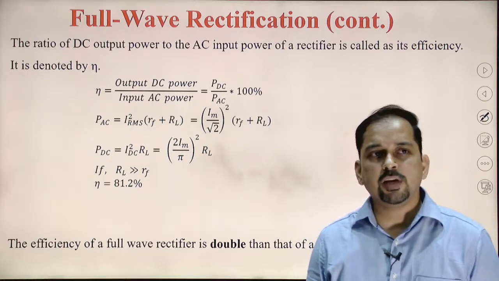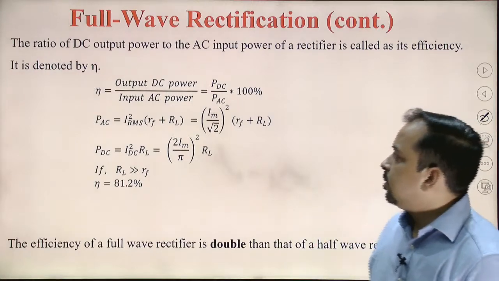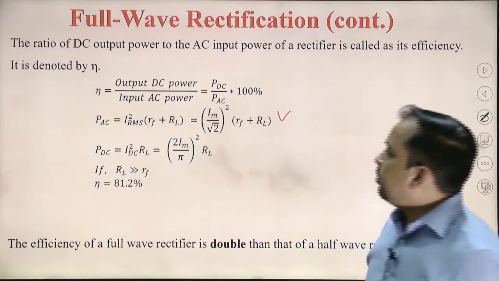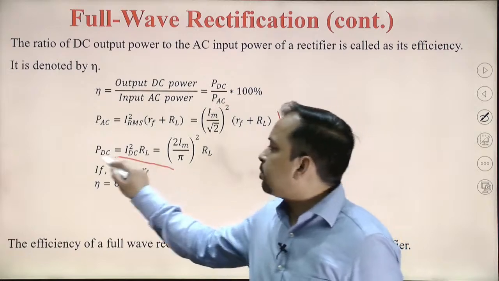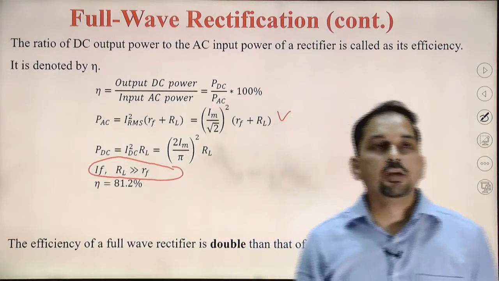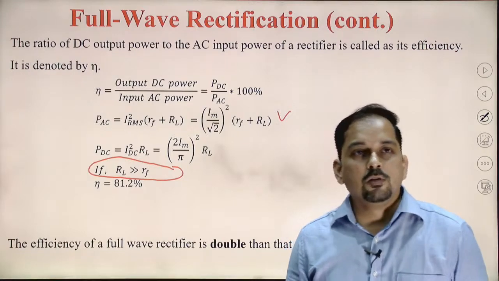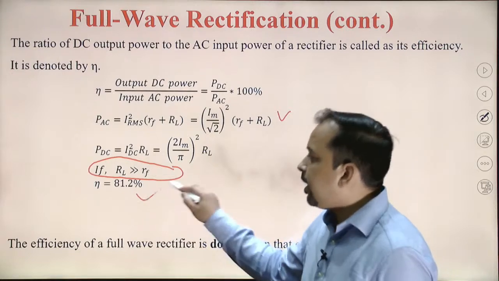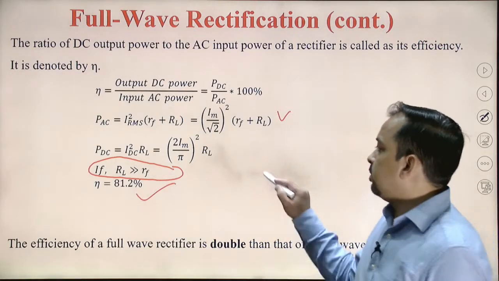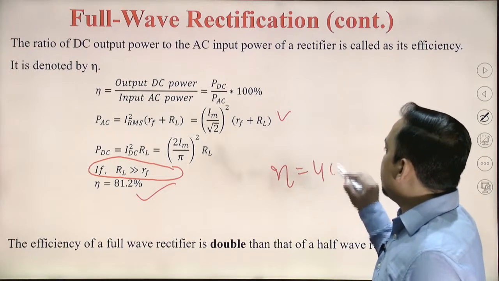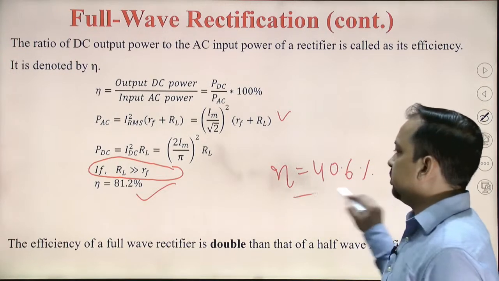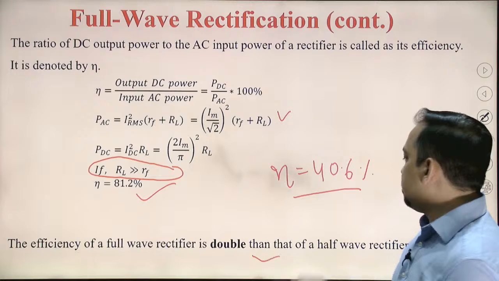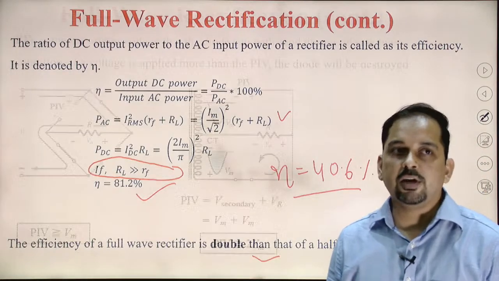Now the important parameter here is efficiency, because we have seen that for a half wave rectifier the efficiency was very poor, around 40.6%. Here again we follow similar steps, and by making a small substitution, that the load resistance is very high in comparison with the forward resistance of the diode, the efficiency can be calculated as 81.2%, which is double the 40.6% for the half wave. So we have improved the efficiency. The efficiency of the full wave rectifier is double that of the half wave rectifier.